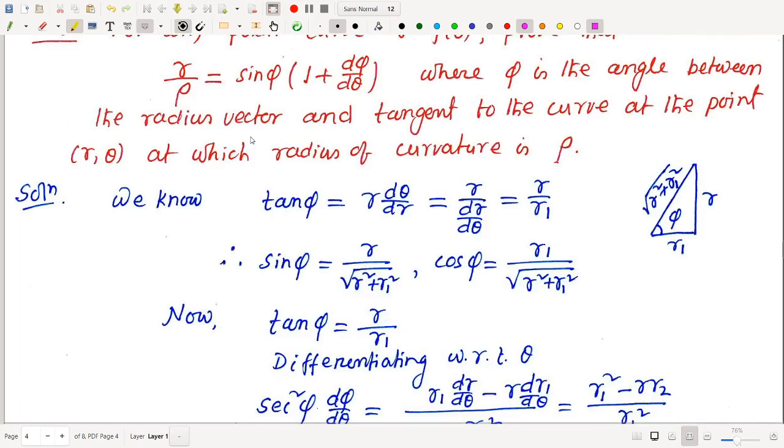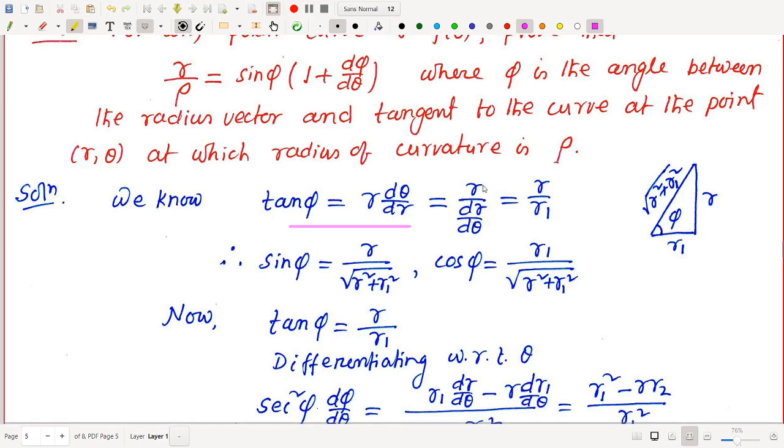And there is a standard result. If phi is the angle between the radius vector and the tangent, then we know tan phi equal to r d theta by dr. This is a standard result, so we have used here tan phi equal to r d theta by dr, standard result.